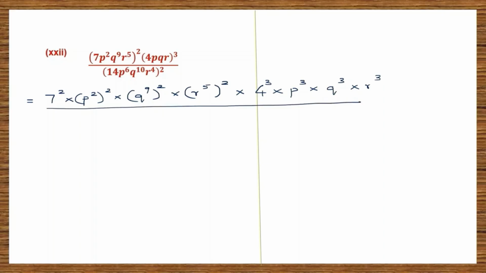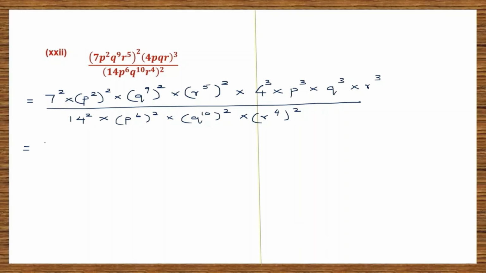Now in the denominator, what do we have? We have 14 raised to the power of 2 into p to the power of 6 raised to the power of 2 into q to the power of 10 raised to the power of 2 into r to the power of 4 raised to the power of 2. So now here 7 to the power of 2 we have in the numerator, and in the denominator you can see 14 to the power of 2, isn't it? So there is some cancelling that we can do. So instead of multiplying 7 2 times and getting the number there, leave it as 7 into 7. So let's do that so that our cancelling becomes easier.